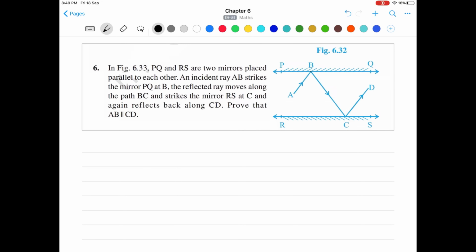Okay, now the next question is, in figure 6.33 PQ and RS are two mirrors. So we have the two mirrors PQ and RS placed parallel to each other. That means these two mirrors, or you can say these two lines, are parallel to each other. We have an incident ray AB which is coming from here. AB strikes the mirror PQ at point B, and the reflected ray moves along the path BC, which is this one, and strikes the mirror RS at point C and reflects back along the path CD. You have to prove that AB is parallel to CD. So let's write its answer, number 6.